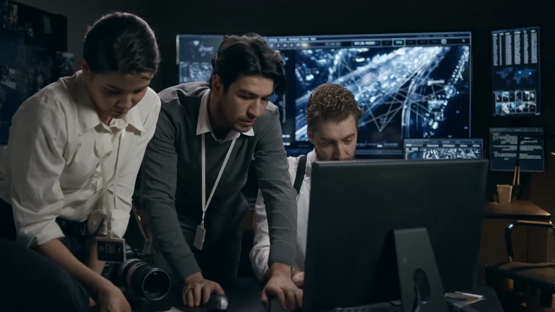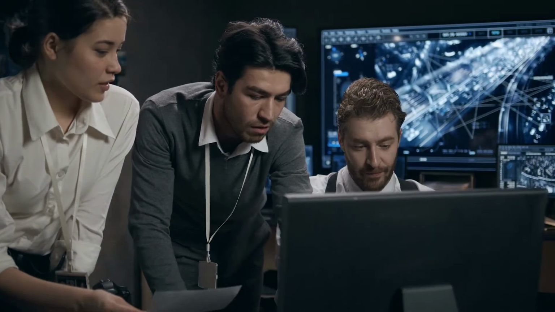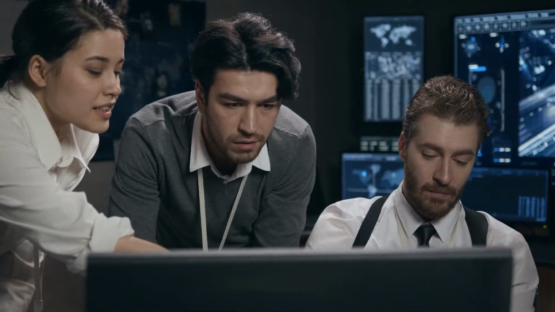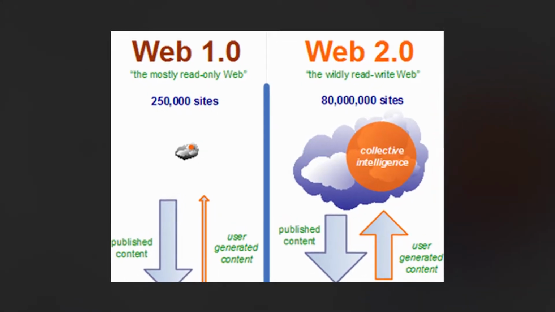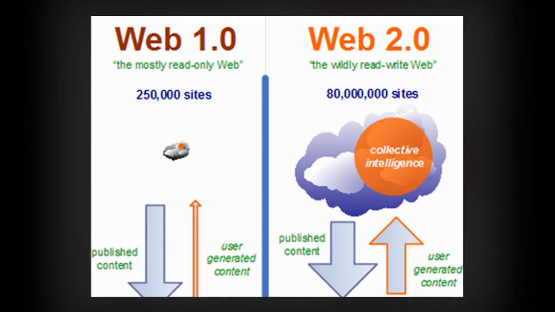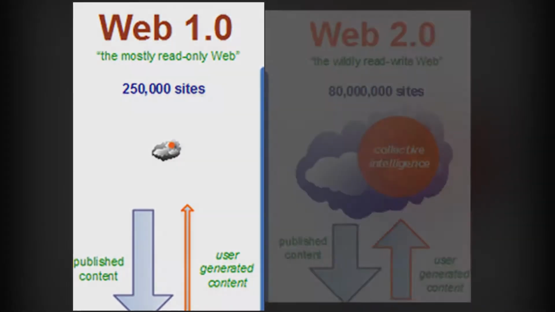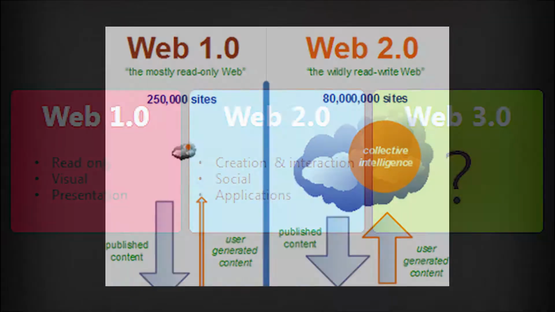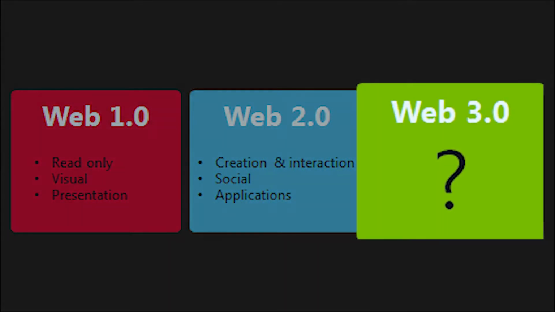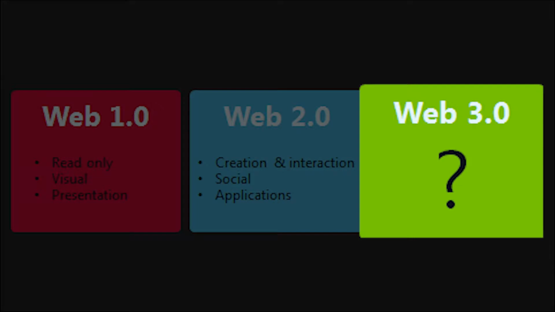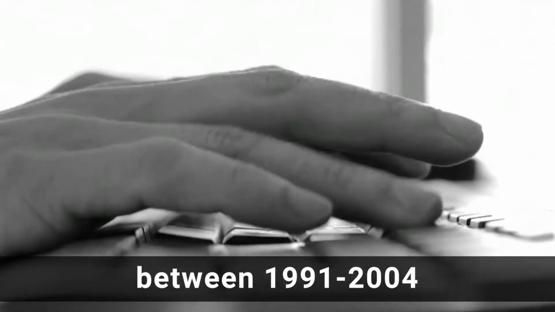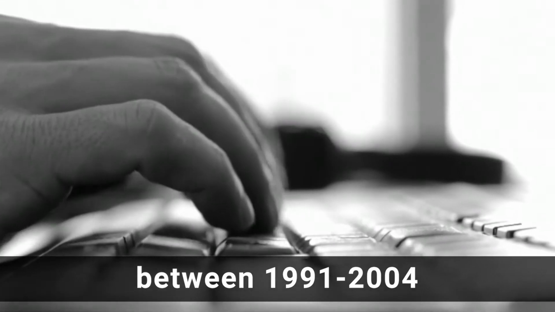Before we dive in, I just want to make clear that there is no authoritative or all-encompassing definition of what Web 3.0 is. So instead, we're going to trace our steps back and briefly talk about what Web 1.0 and Web 2.0 are to have a better understanding of what this new phenomenon a lot of folks are calling Web 3.0. Let's begin with Web 1.0, which was the internet between the years 1991 and 2004.